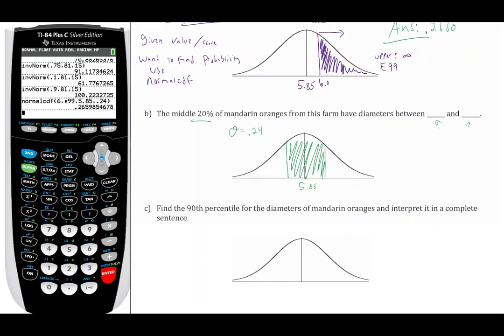All right, so we're looking for a lower value and an upper value. If you have a newer calculator than mine, then you can do this with a quick trick. I'm getting ahead of myself though. Let's just talk really quickly about which type of function we're going to use. Since we are given the percent, which is the same thing as the area, and we want to find the scores, we can use inverse norm.